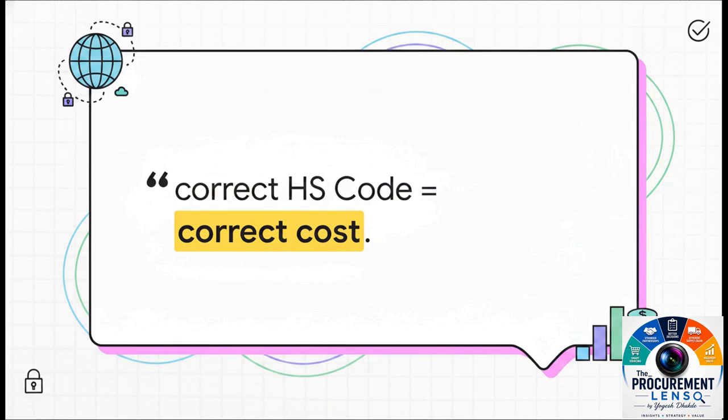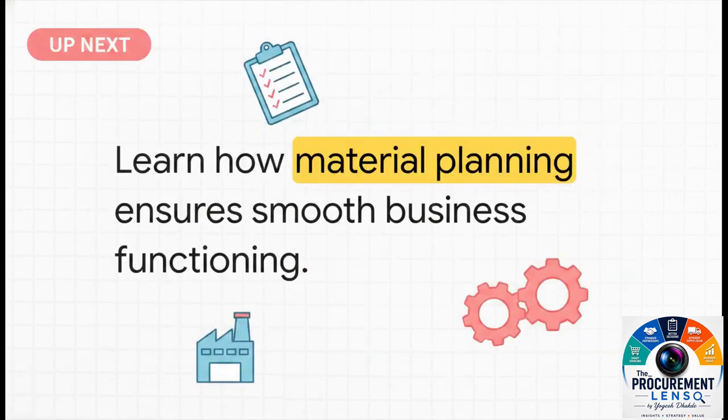So now that you understand exactly how HS codes impact your costs and customs clearance, you are ready for the next level of supply chain mastery. Up next in our educational journey, we'll be covering an explainer on SAP MRP, that's Material Requirements Planning. We'll be showing you exactly how material is planned and tracked to guarantee smooth, uninterrupted business functioning. Trust me, you won't want to miss that one.